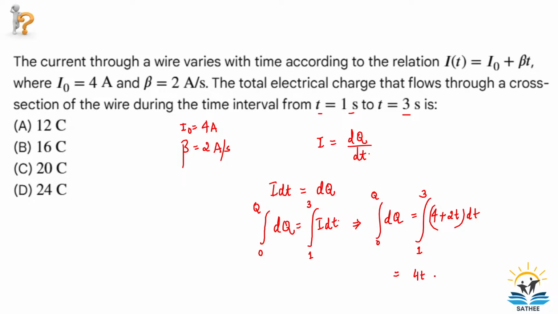Okay, 4t plus t square from 1 to 3. So it would be 12 plus 9 minus 4 minus 1. So 9 minus 5 is 4, and 12 plus 4 is 16. So that is the total charge. Okay, so that's how you solve these types of questions.